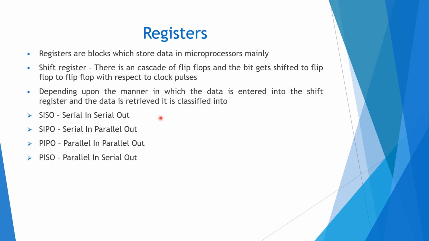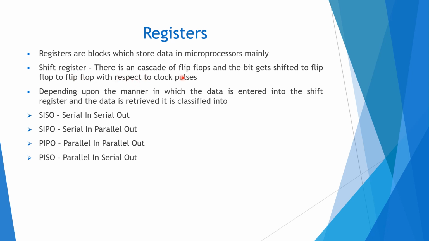First, we'll be seeing about registers. Registers are blocks which store data in microprocessors mainly. You can see them in the CPU section of a microprocessor or microcontroller. Registers store data temporarily. When the power goes off, the data goes off. So it is a volatile memory, and it is made up of flip-flops.